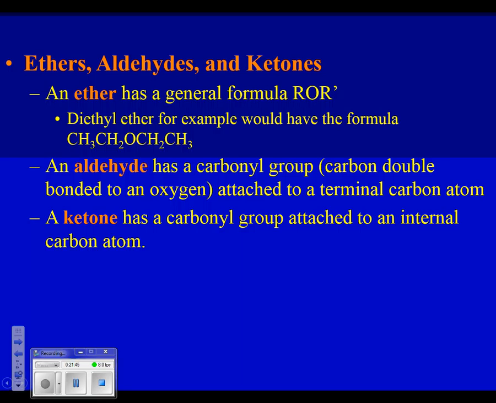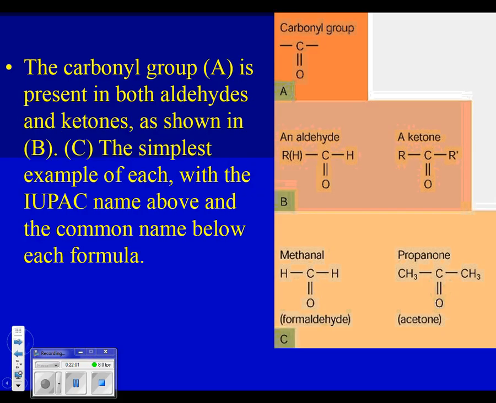Nonpolar. Aldehyde, double bond oxygen at the terminal end of a carbon chain. So the very end of a carbon chain, polar or nonpolar? Polar. A ketone has a double bond oxygen attached in the middle. Polar, nonpolar? Keyword: middle. Okay, so carbonyl, which is a double bond oxygen. You have an aldehyde and a ketone. We name them methanal, formerly formaldehyde, and propanone for acetone. The ONE just means it's in the middle.